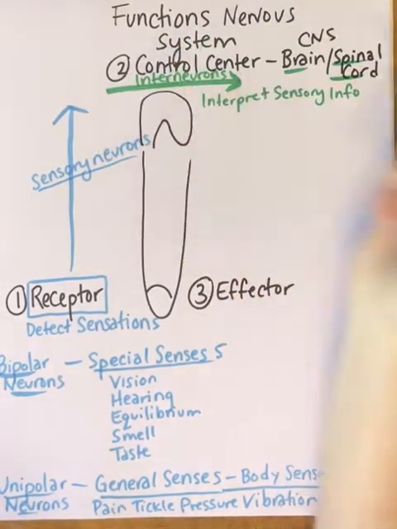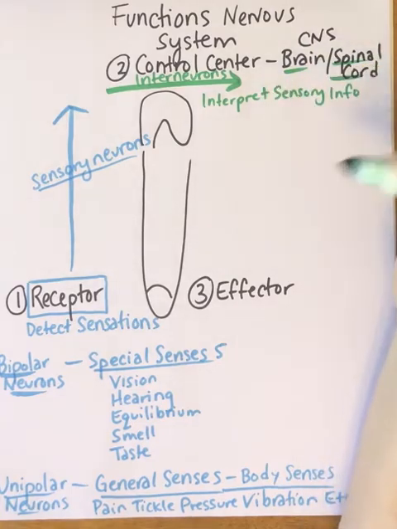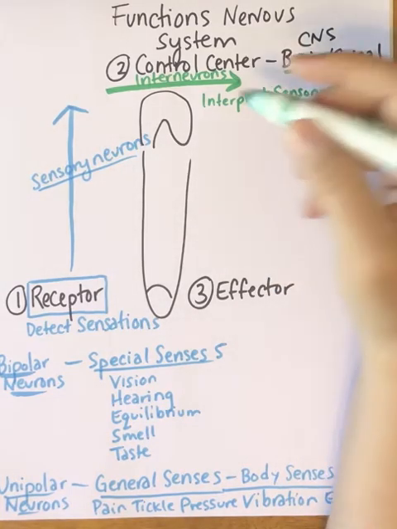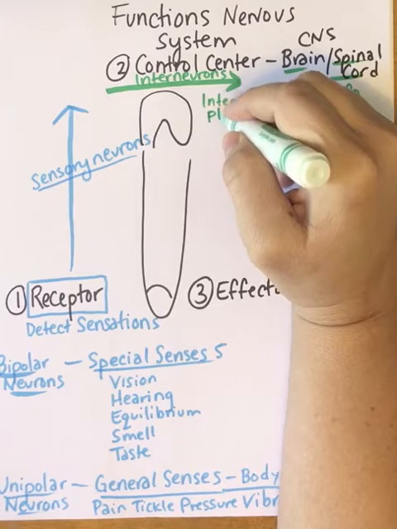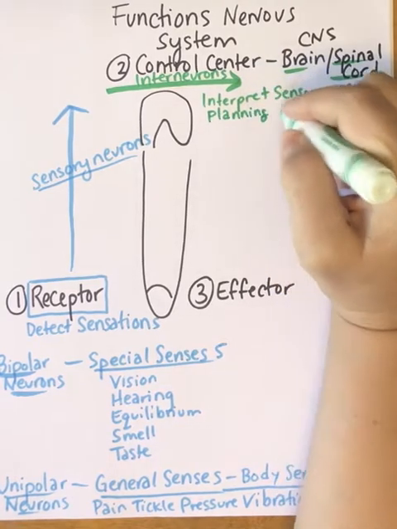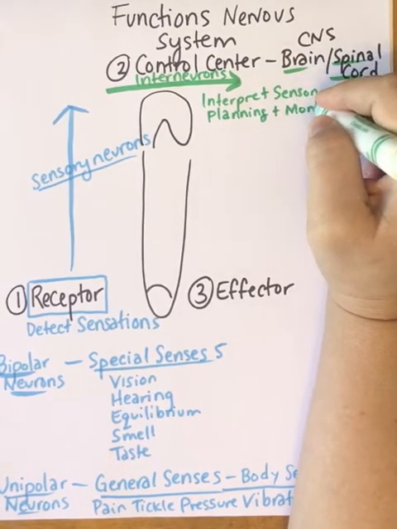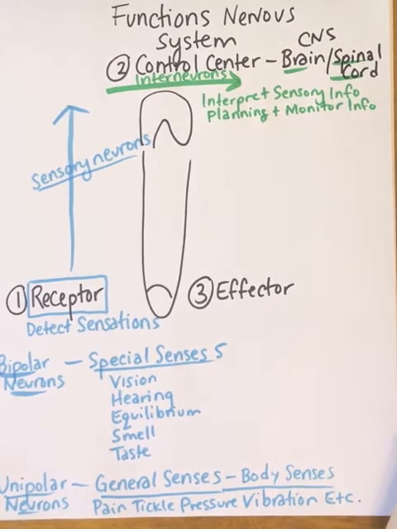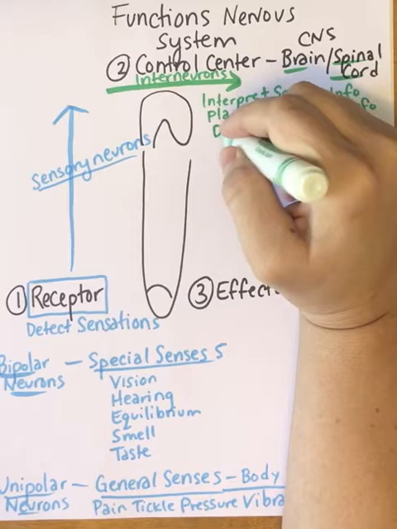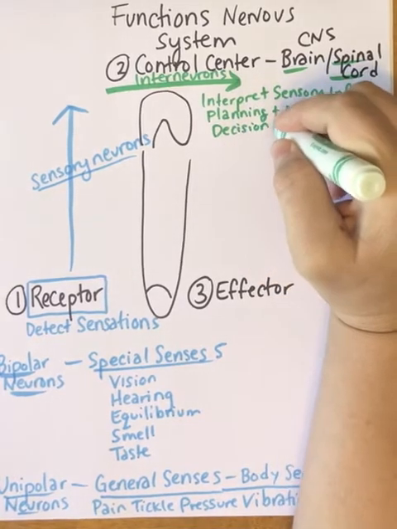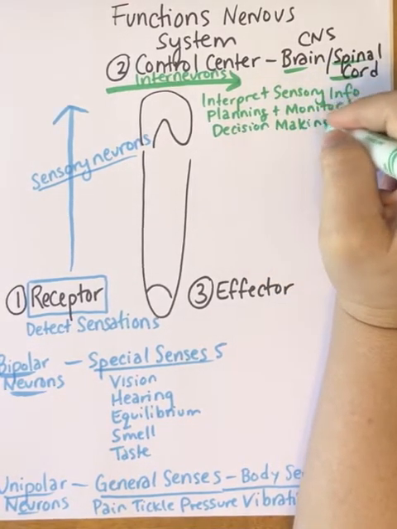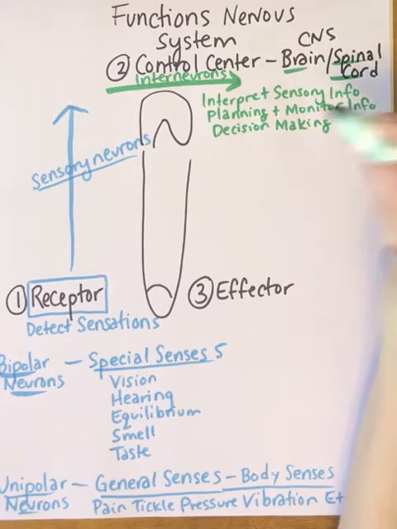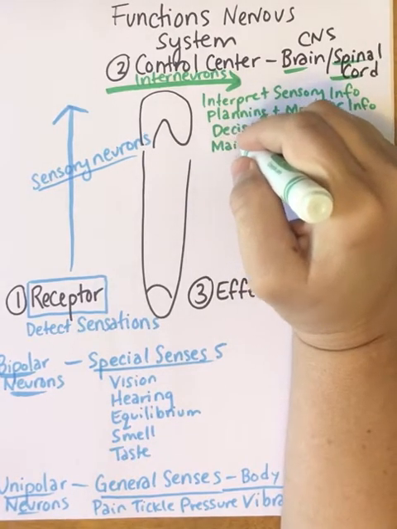They're going to interpret the sensory information being sent. So sensory neurons send the information. It has to interpret that. It has to integrate that. It has to plan. So anything that we're planning to do and monitoring the body. So it monitors information that is coming in. It is going to help you make decisions. So decision making. Okay, our brain is also going to help us maintain homeostasis.